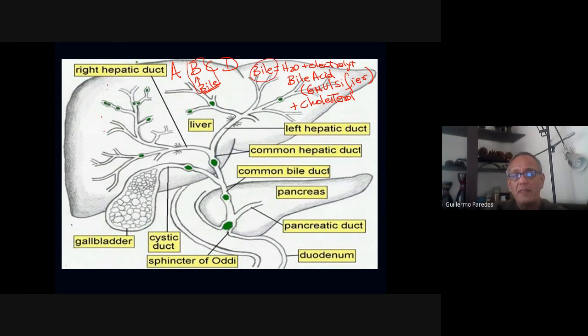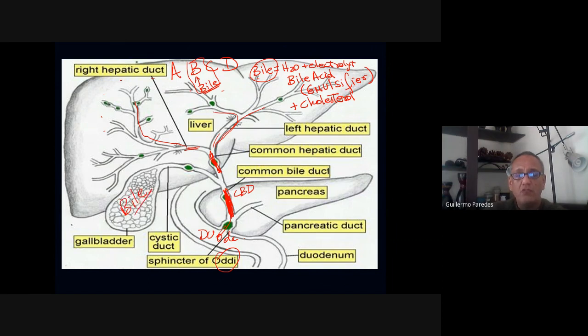The bile is produced by the cells of the liver, and this is going to be drained through the bile ducts: the right and left hepatic ducts, the common hepatic duct, and then the common bile duct here. You can see the common bile duct, CBD. That is what I want you to remember. It contains the bile that is draining through the sphincter of Oddi. Where is that? This is the duodenum.